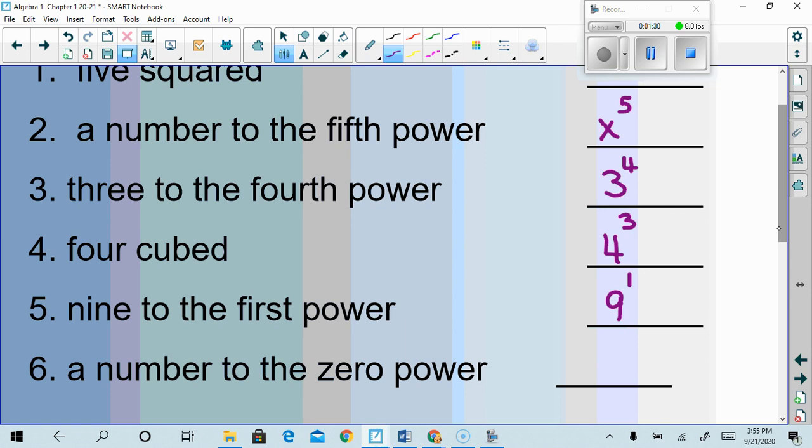A number to the 0 power, x to the 0 power. That leads us to that discussion of any number to the power of 0 equals 1. And we'll talk more about that at a later date.